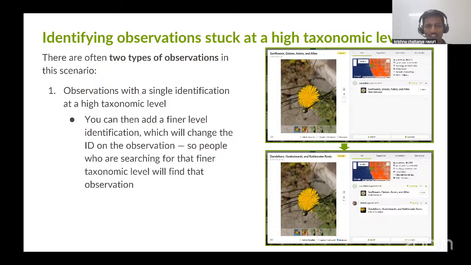And this is again the same thing to help. This was initially Asteraceae, which is the family level. That's a higher level, and that was brought down to a subtribe, which is a much lower level, so closer to the species ID.